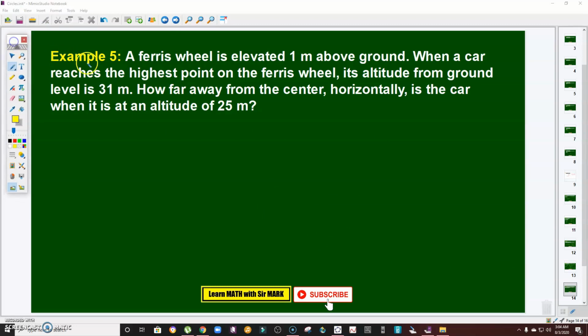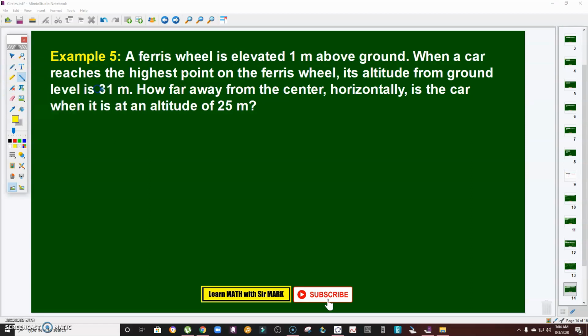Okay, example number 5. A Ferris wheel is elevated 1 meter above the ground. So when a car reaches the highest point on the Ferris wheel, its altitude from ground level is 31 meters. The question is, how far away from the center, horizontally, is the car when it is at an altitude of 25 meters? Okay, so you can read it while I'm illustrating it.